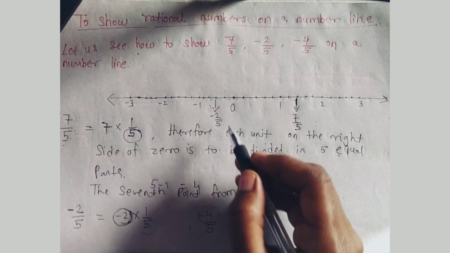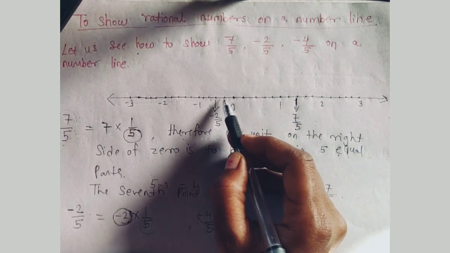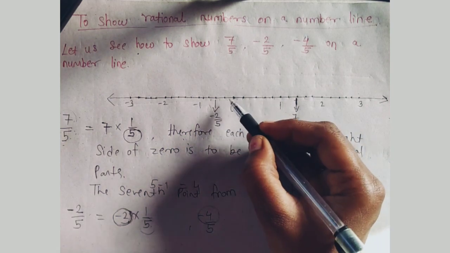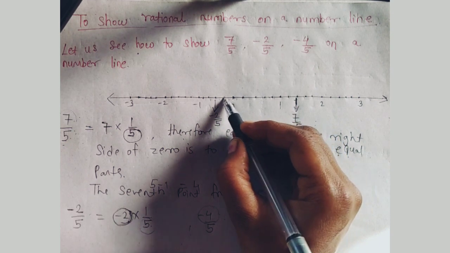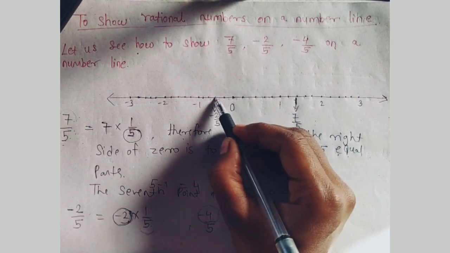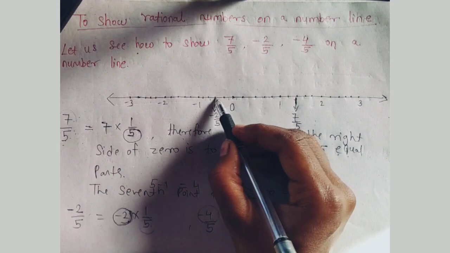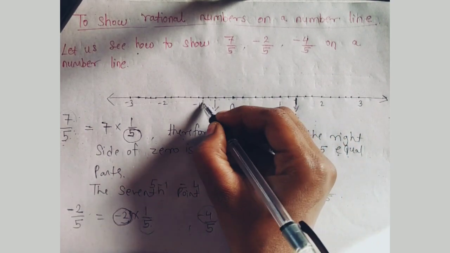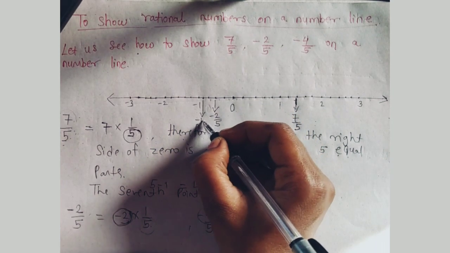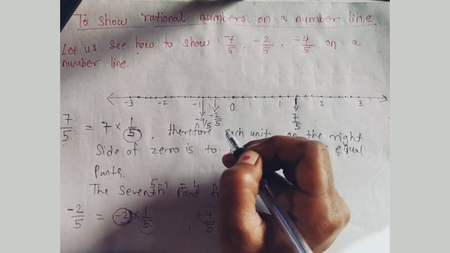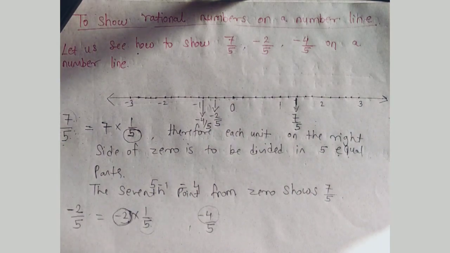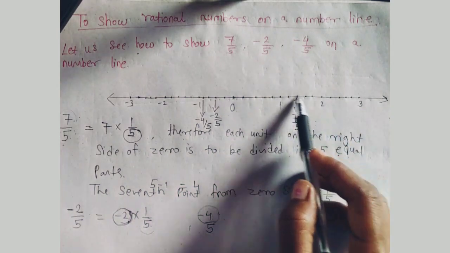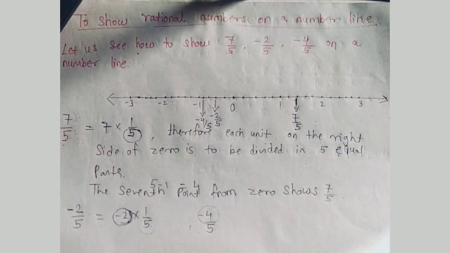Now start counting from the left side of 0 and go up to minus 4. Minus 1, minus 2, minus 3, minus 4. So minus 4 upon 5 is here. Now we have shown these rational numbers on a number line.